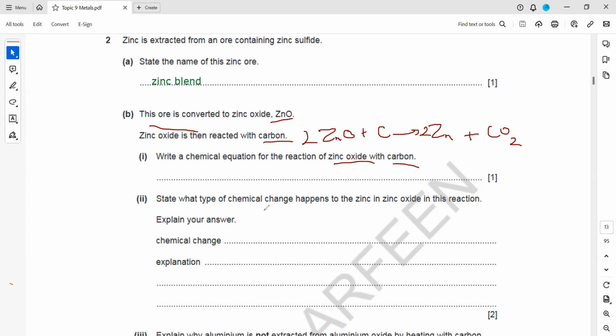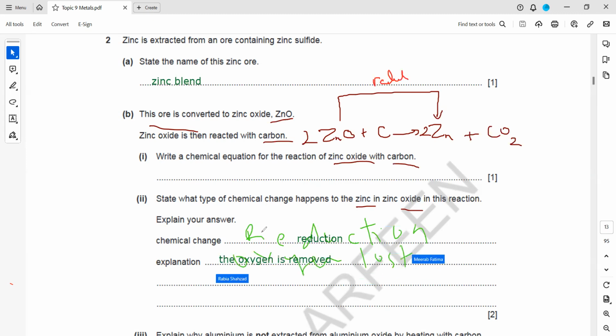State what type of chemical change happened to zinc in zinc oxide. So what happened to zinc in zinc oxide? Is this oxidation or reduction? Because it's a removal of oxygen, so you will say reduction. But whenever you write your answer, saying oxygen is removed is fine.